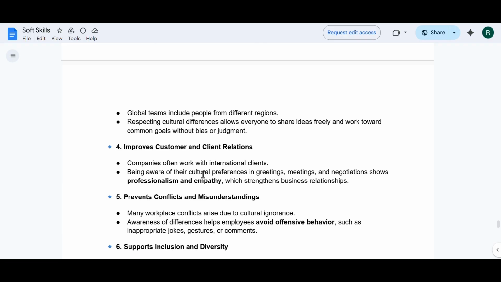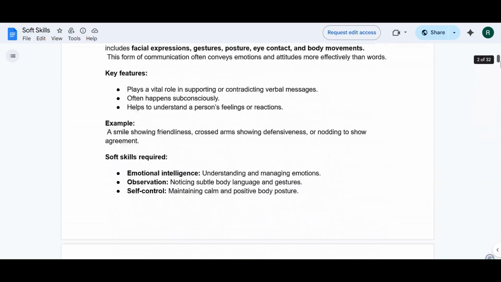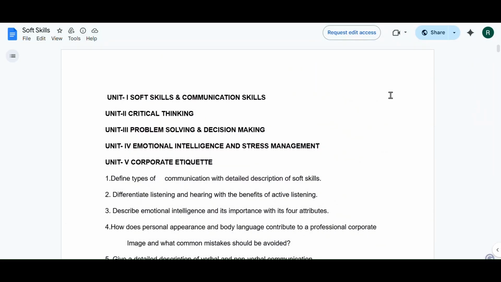Techniques of conflict resolution. This is about all the 8 questions. All these are very important from the exam point of view or lab point of view also. I will share this entire document in the description, so you can go through it and learn some more important points. So all these are the units we have for soft skills. Learn everything perfectly. All the best for your exams.